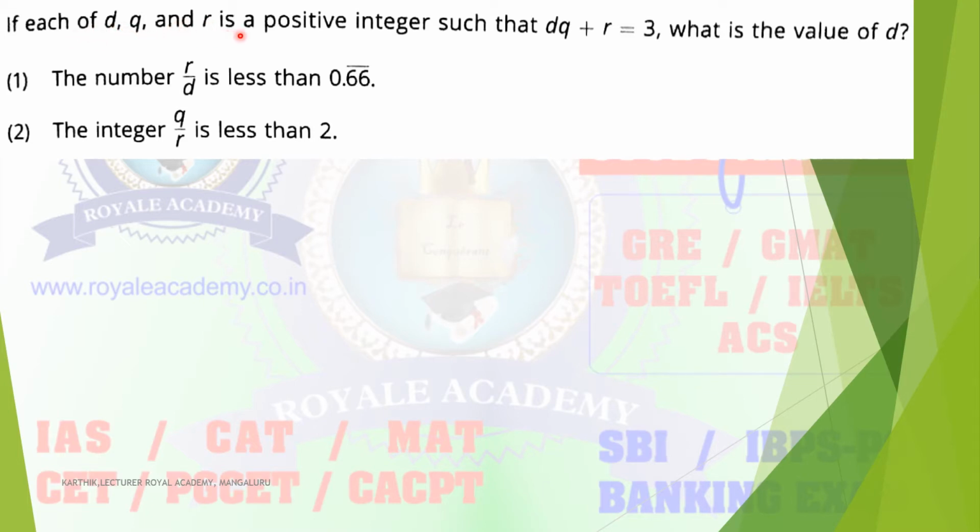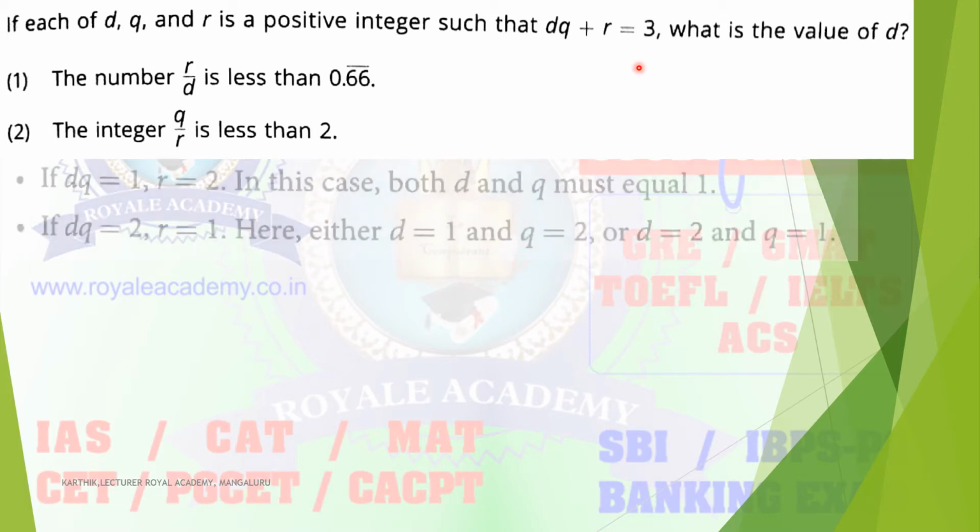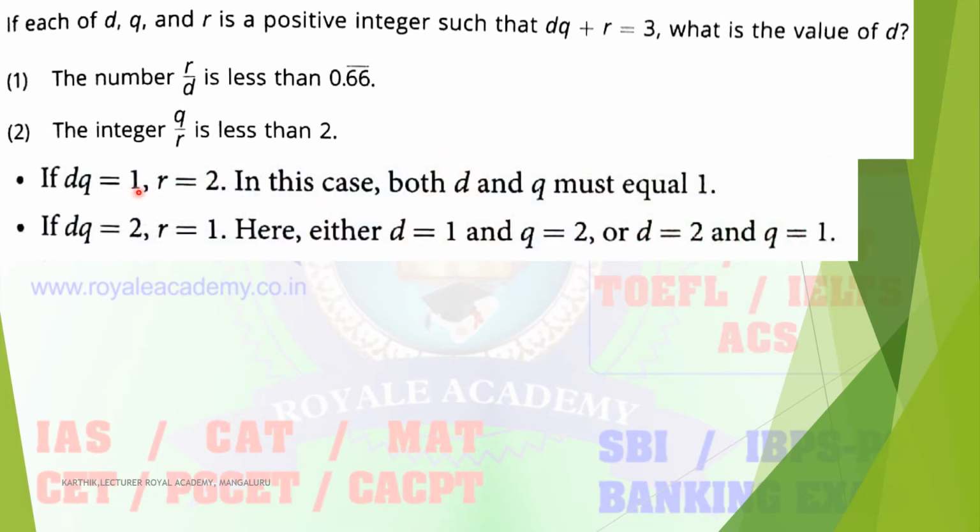What is given in the question? d, q, r are all positive integers, and they must satisfy the condition dq plus r is equal to 3. Let's see the possibilities. If dq is equal to 1, then r is equal to 2, because the final answer should be 3. If dq is equal to 1, then d is equal to 1 and q must be equal to 1, then r is equal to 2, and 2 plus 1 gives 3.